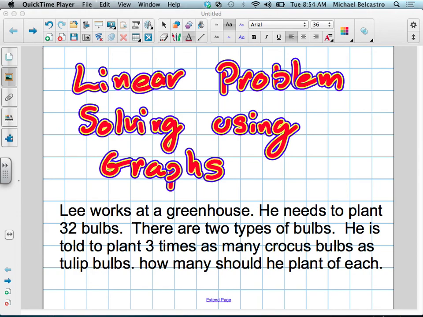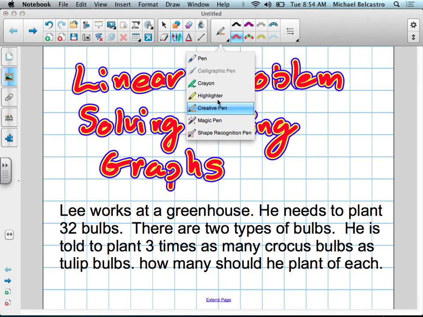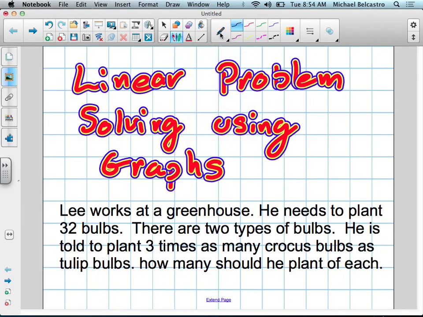Okay, we're going to go over linear problem solving, and in this example, we're going to solve it by graphing the equation. The problem that they've given us looks like this. It says Lee works in a greenhouse. He needs to plant 32 bulbs. There are two types of bulbs. He's told to plant 3 times as many crocus bulbs as tulip bulbs. How many should he plant of each?